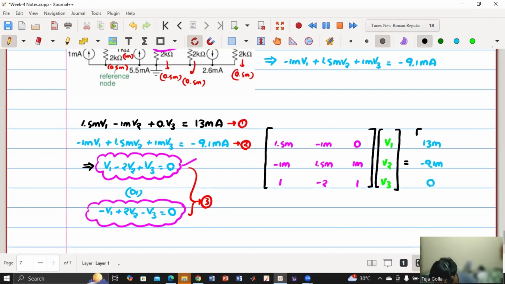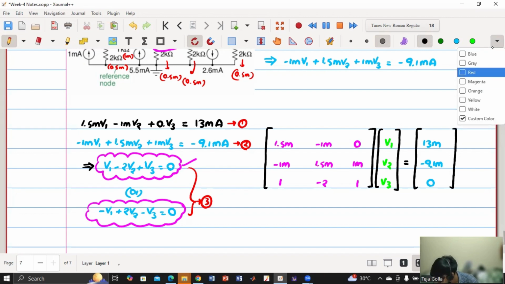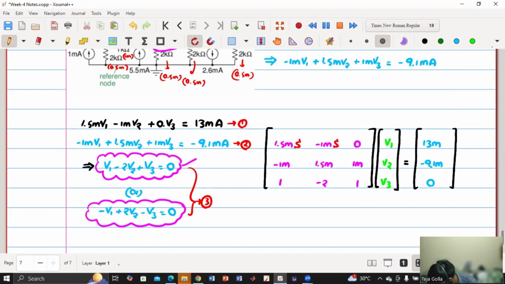So again the same thing. There are two equations with milli in their expression because there is Siemens here which we have not written, but these are not dimensionless. The bottom one is dimensionless. So this is ampere and this is volt. So now this completes our matrix.